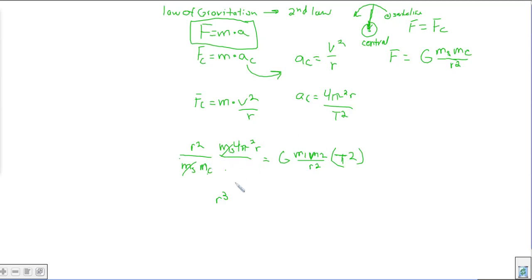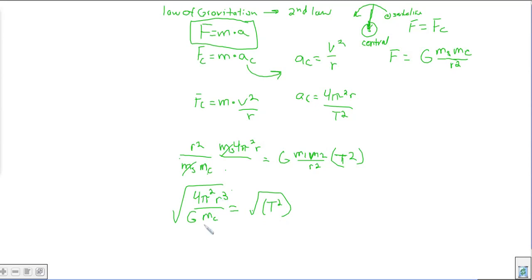So we can get rid of that. Let's go ahead and see what we have. We have 4 pi squared r cubed divided by the mass of the central body equals g times t squared. So that's where we're at so far. Now what are we going to do? Well, we're multiplying by g, so let's divide this side by g. We're going to bring g over here, get rid of it right there. Now the last thing we need to do is take the square root of all of this, and then we've got it.